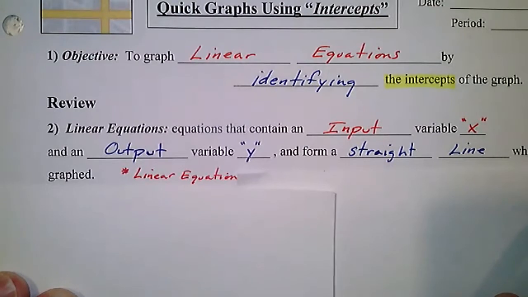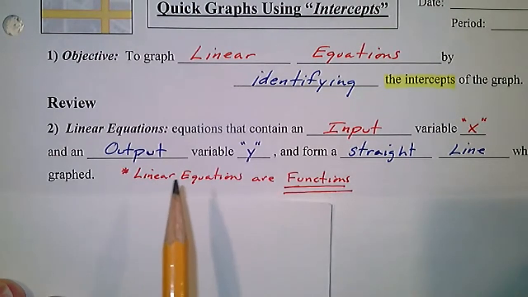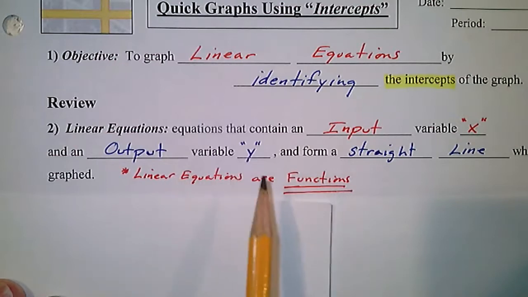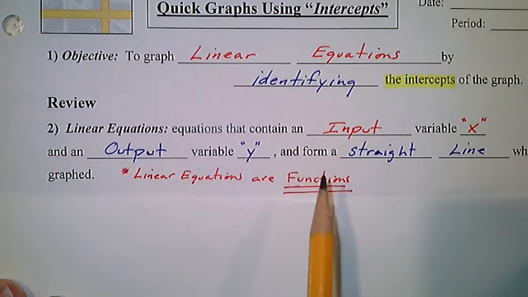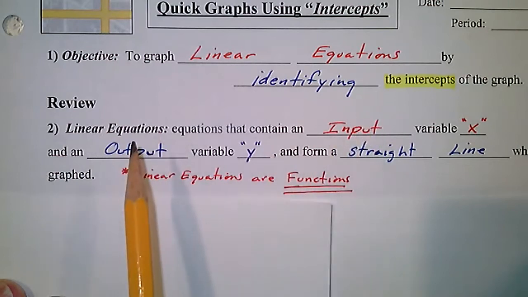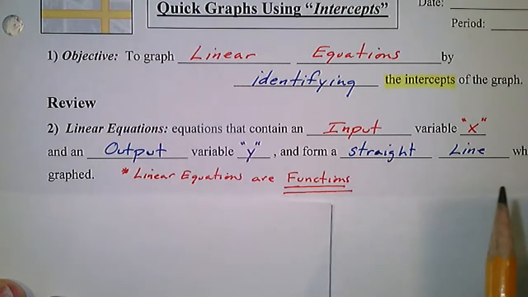Now, you have an updated version of these notes on yours. I just want to make sure we remember a linear equation is a function. So when we're talking about a linear equation, we're talking about a function. It's got an input and an output. So it is a function. And when it's graphed, it makes a straight line.